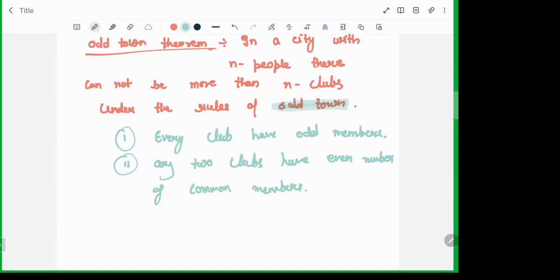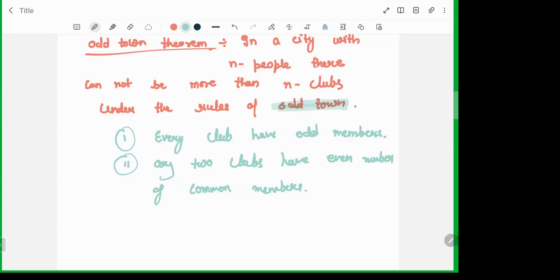We followed this proof in lecture. Basically, to each club we assign a matrix, basically an incidence matrix. Suppose we have n people in the city, so we have an n cross 1 vector. If a person is in club Ci, then we put 1 at that place, and if that person is not in Ci, we put 0 in that place.